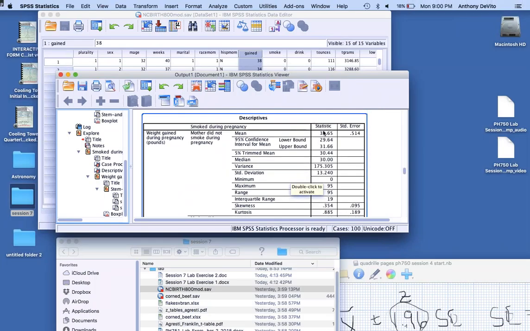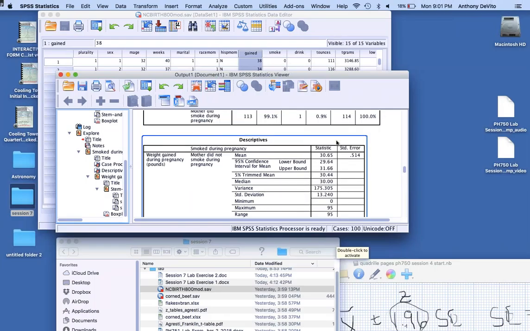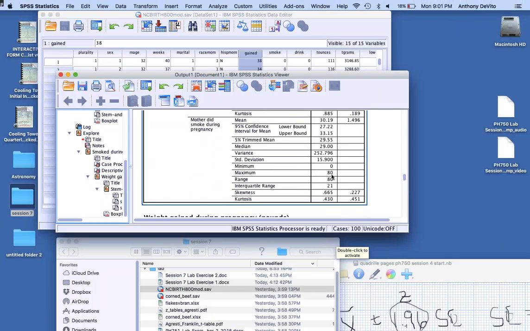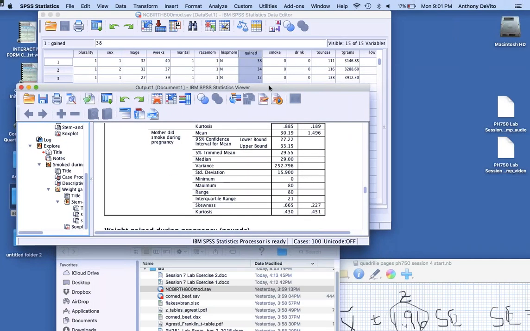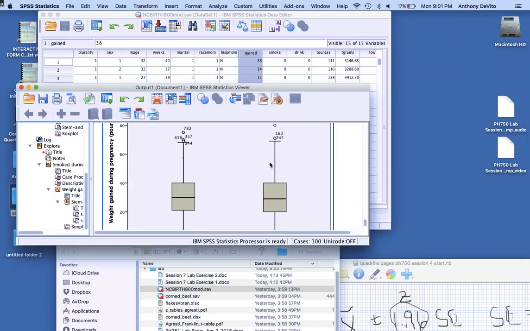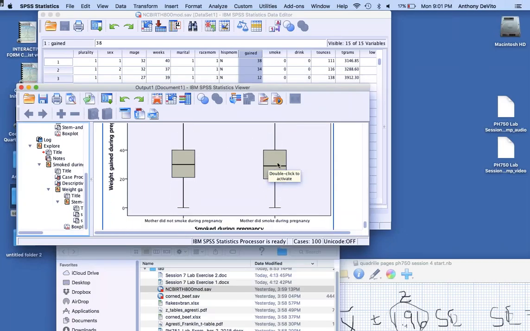And to tell you the truth, these numbers overlap quite a bit, 29 to 31 and 27 to 33. So I'm not even really sure there is that big a difference between the true mean weight gain for mothers who smoked versus mothers who didn't smoke. The actual means were 30.19 and 30.65, the actual means for the sample, that is. Okay, so that gives you a look at how we might handle these problems using SPSS. SPSS also gives us our box plot. You can see them side by side. Doesn't look like much difference between these two groups.